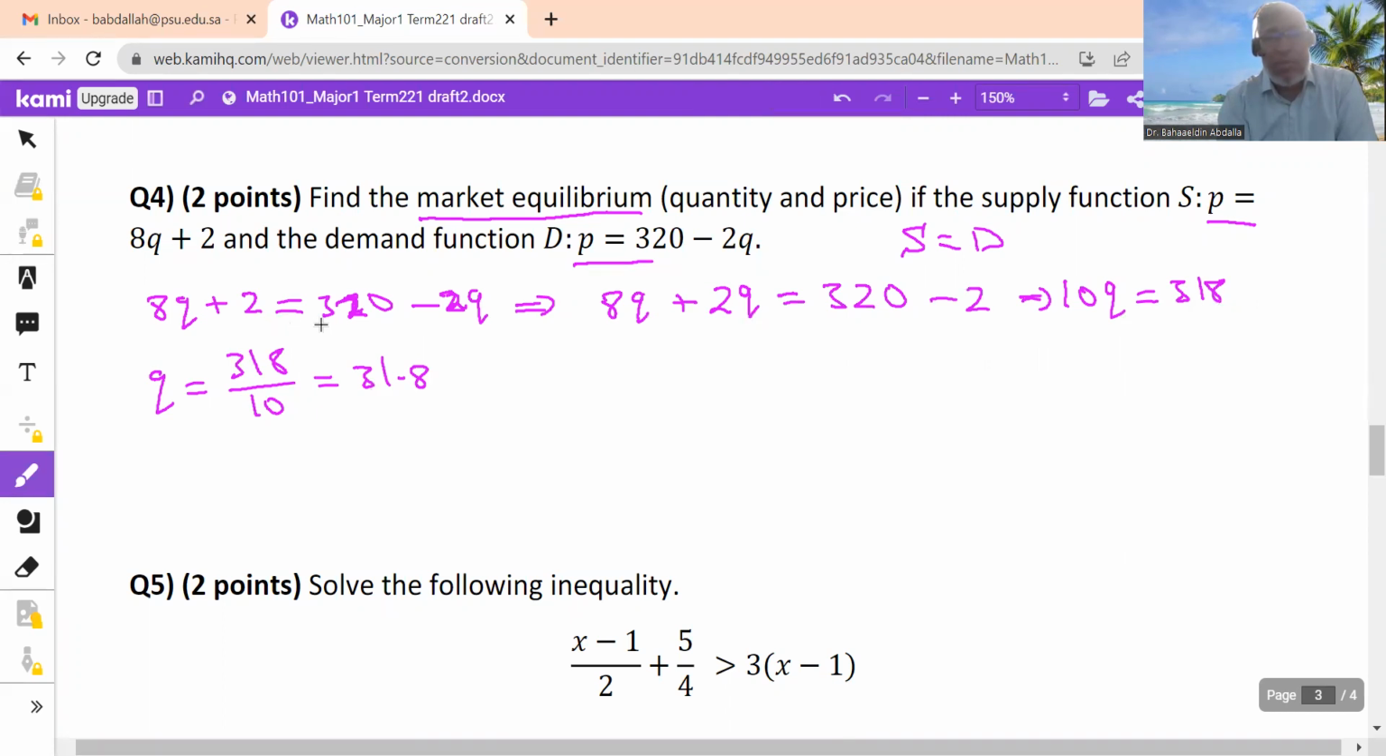If the numbers are accurate, you should usually have an integer here, like 32 or something. But maybe the numbers here are not well prepared. So 8Q plus 2Q is 10Q, 320 minus 2 is 318. Okay, so what is P? To find P, the price, you can replace Q by 31.8 either in the first equation or in the second equation. So I'll use the first equation.